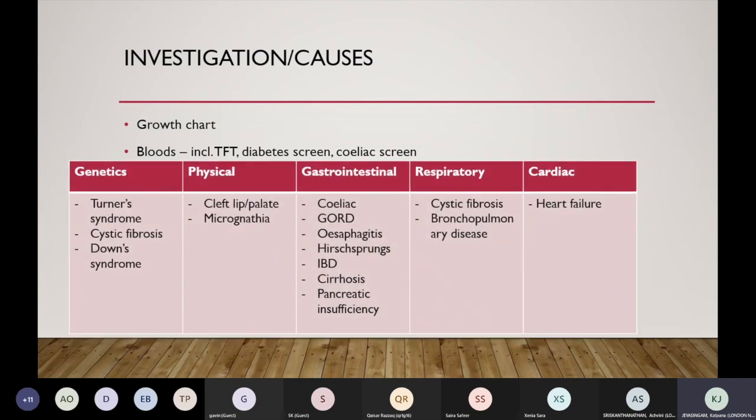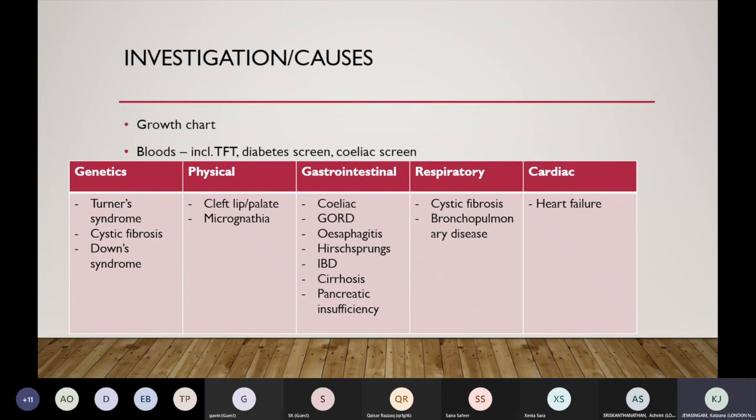So causes for failure to thrive, again, there are multiple causes, so just categorize them. So genetics: Turner syndrome, cystic fibrosis, Down syndrome. Physical, like cleft palate, cleft lip. As a result, they have difficulty with actually feeding, and that's why they're not putting on weight. Or micrognathia, which is a small jaw.